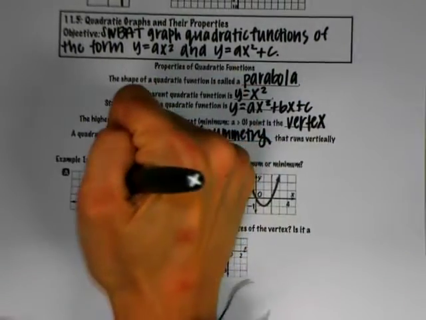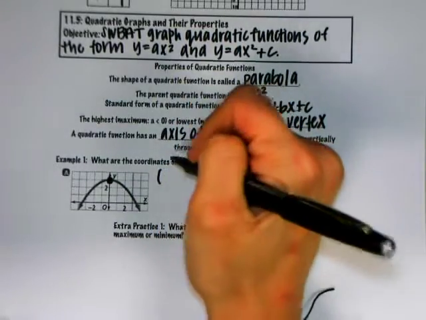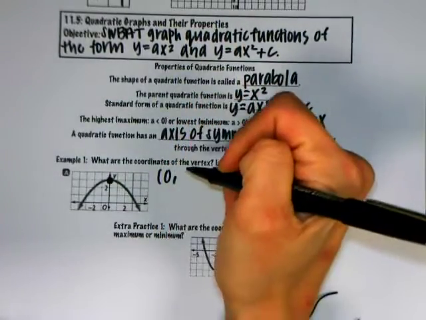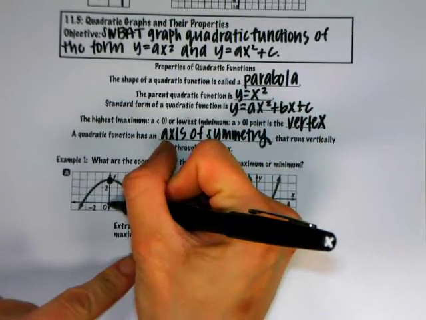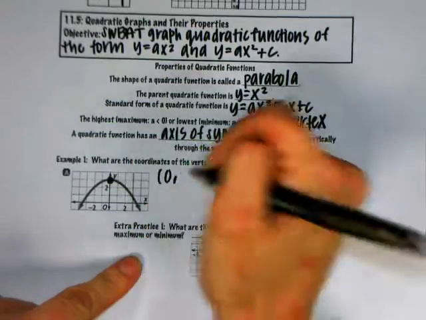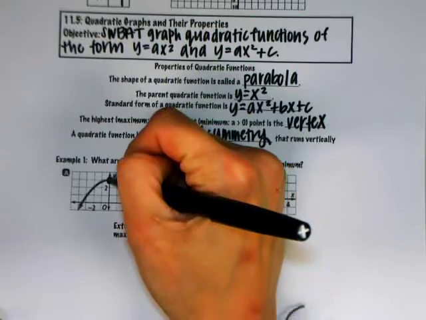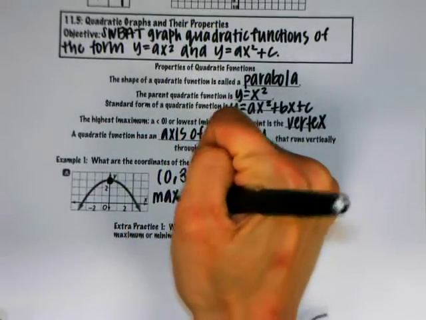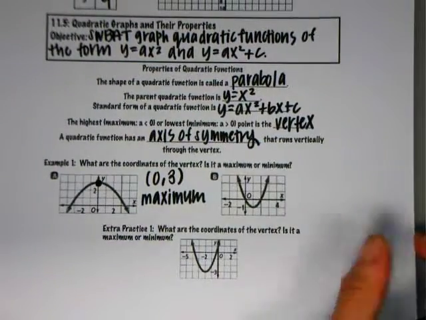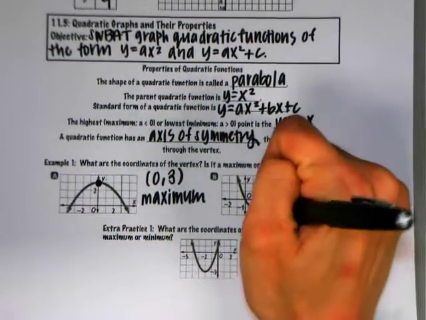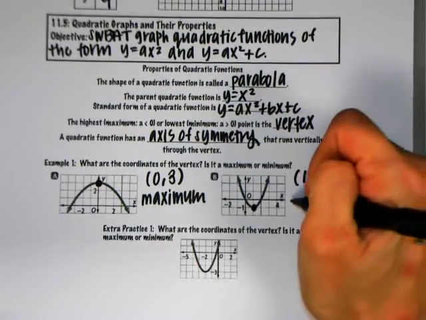So this one, what would the coordinates of the vertex be? 0, -2? No, this is 0, 0 right here. 0, 3, yep. And is that going to be a maximum or a minimum? Maximum, because that's the highest point, yep. Okay, what about this one? What would the coordinates of the vertex on this one be? Yep, 1, -1. And is it a maximum or a minimum? Minimum. Yep.